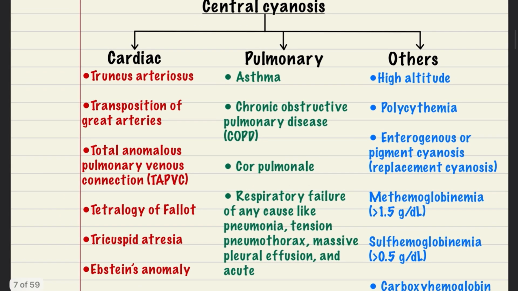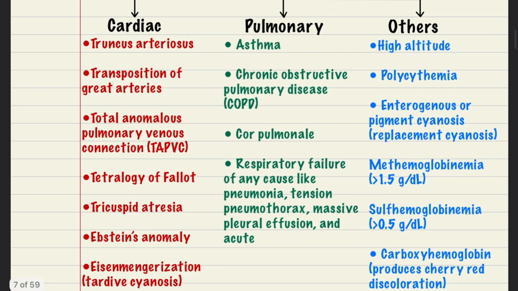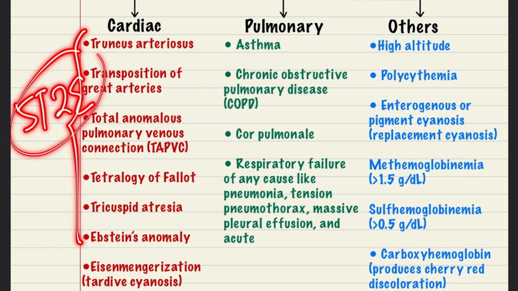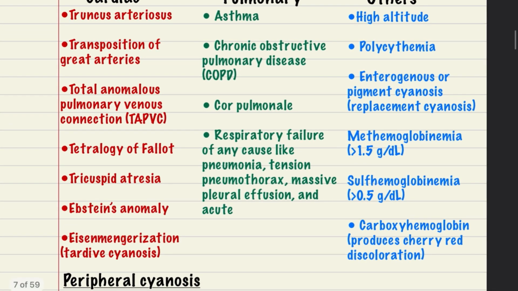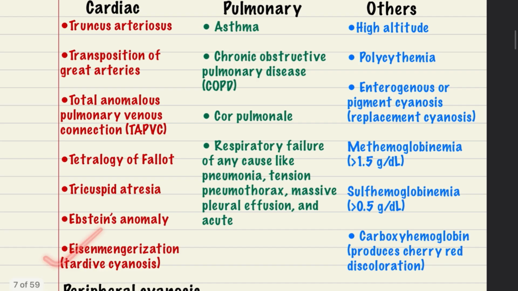So in the cardiac cause you have 5 T's and 2 E's. What are these 5 T's and 2 E's? First is truncus arteriosus, then we have transposition of great arteries, TAPVC, TOF, tricuspid atresia, Ebstein anomaly, and Eisenmengerization. All of these are cyanotic congenital heart diseases. Eisenmengerization is also present in this discussion.